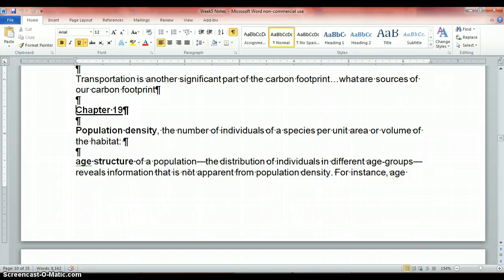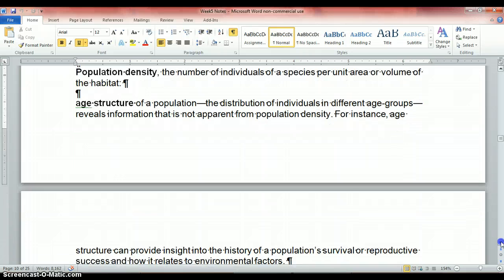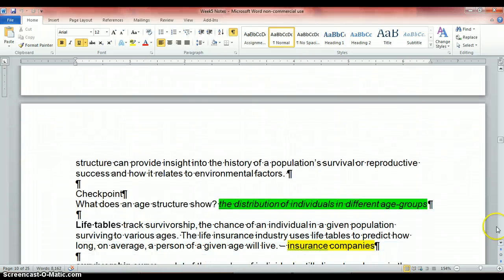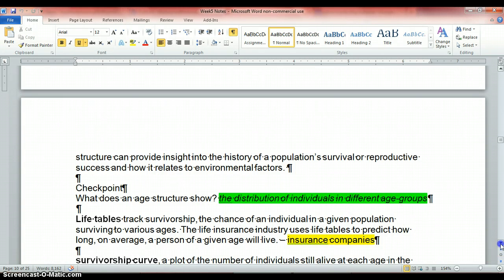Age structure of a population. This is the distribution of individuals in different age groups. It reveals information that is not apparent in population density. For instance, age structure can provide insight into the history of the population's survival or reproductive success and how it relates to environmental factors. Thinking about human populations, you could look at different countries. Are there a lot of young people, a lot of old people, a little bit of everything? What does that say about the country? The same can be true of different organisms in their population.